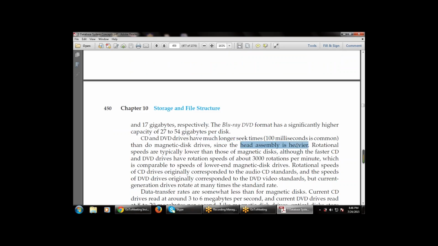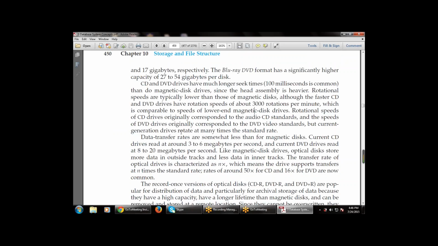Since the head assembly is heavier, rotational speeds are typically lower than that of the magnetic disk, although the faster CD and DVD drives have a rotation speed of about 3000 rotations per minute. The data transfer rates are somewhat less than for the magnetic disk. Current CD drives can read around 3 to 6 megabytes per second, and current DVD drives can read 8 to 20 megabytes per second.